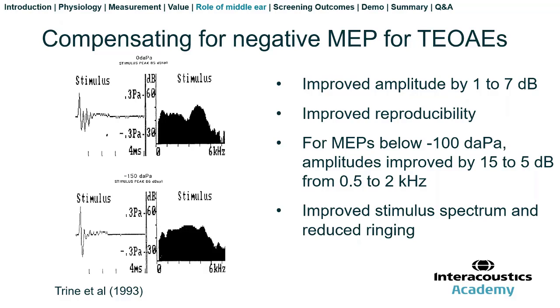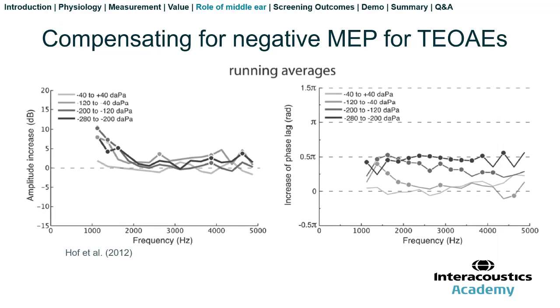Hoff et al. also investigated the effects of compensating negative middle ear pressure on the transient evoked otoacoustic emission amplitude, and they also looked at phase. Their subjects were between the ages of half a year to 9 years. They also found that compensating for negative middle ear pressure increased the amplitude and also the phase lag, and improved the transient evoked detectability.